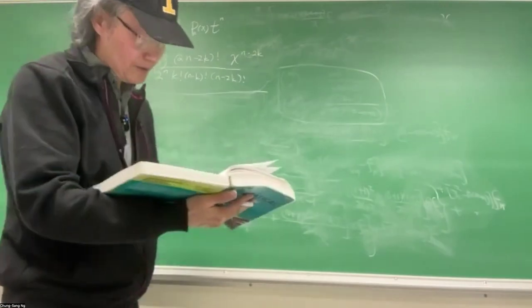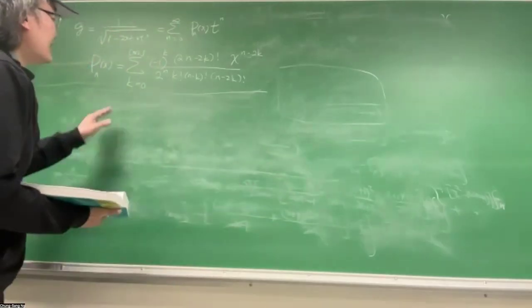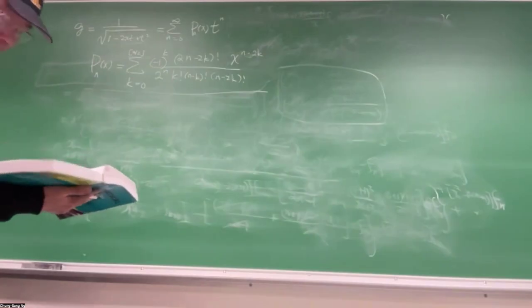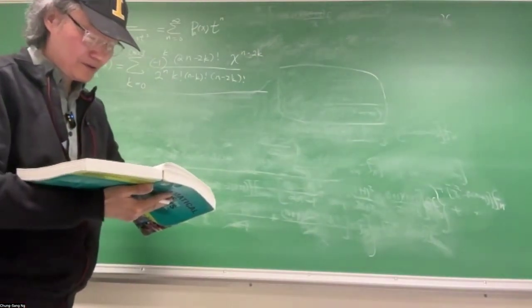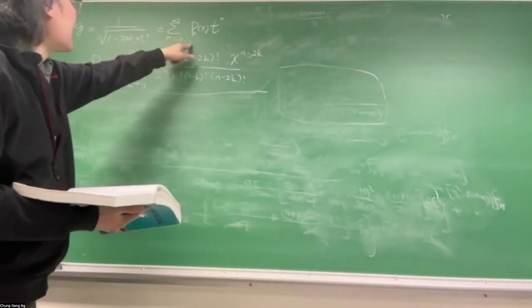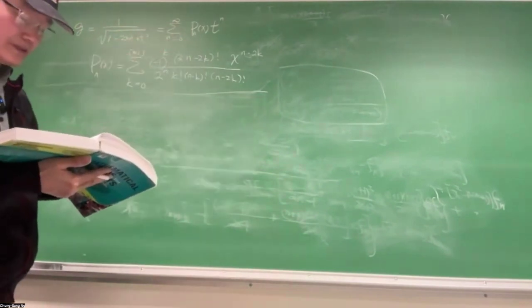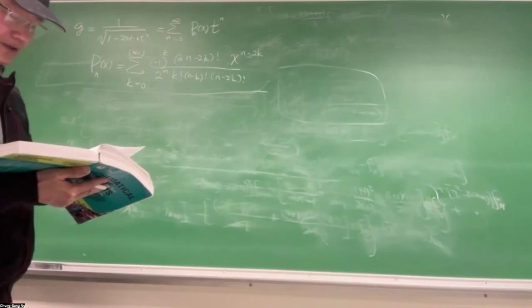I forgot which one, but that could be another exercise. But anyway, there are multiple ways to show that this is correct. I mean, the generating function is giving you the correct form of the Legendre polynomial.